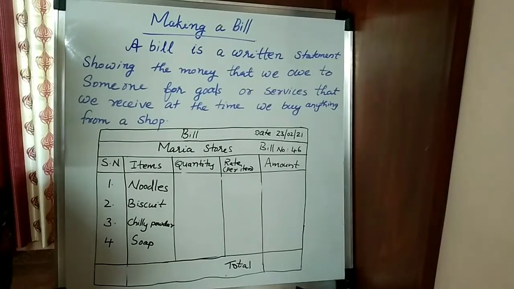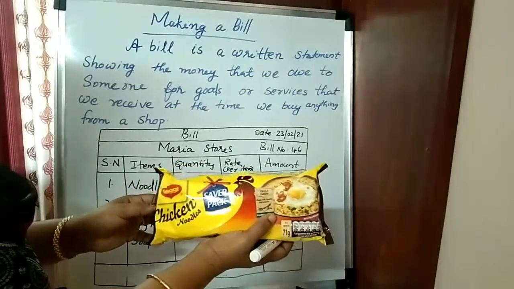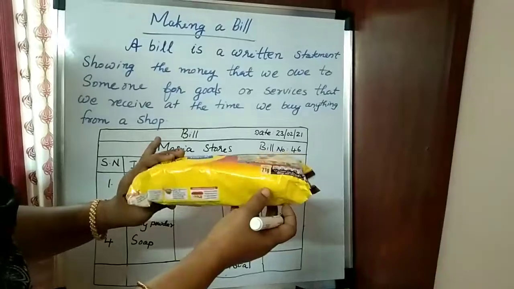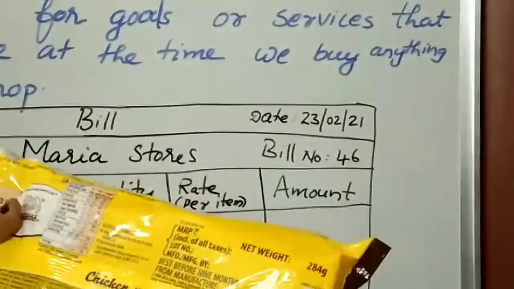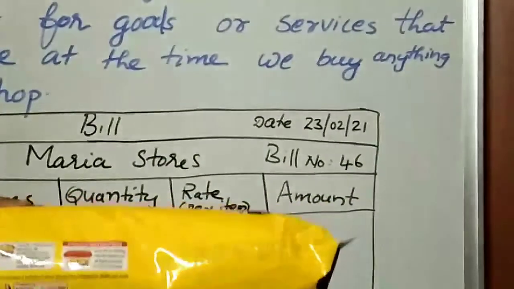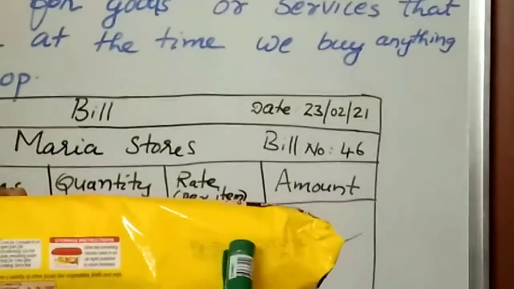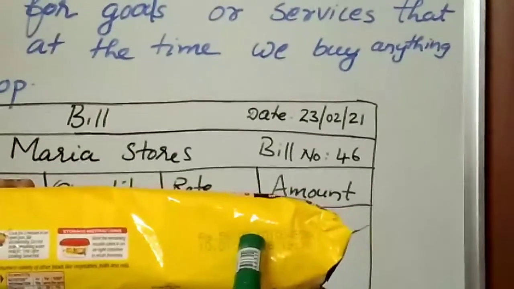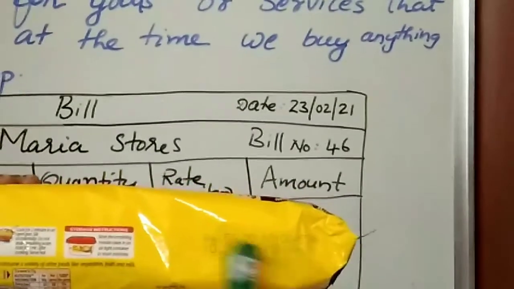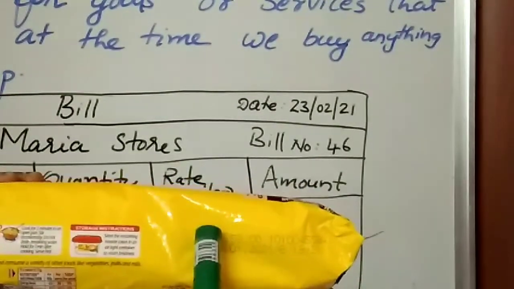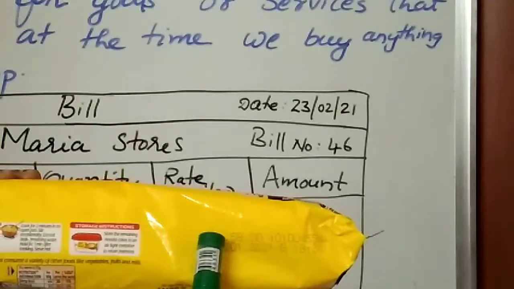Okay. When I go to the market, I have purchased some items. So here I am going to show you. The first one is one noodles packet, which I have purchased, and the cost of this noodles packet, here you listen, is Rs 58.00. You can see the symbol of rupees, otherwise Rs. So rupees 58 is the price of this noodles.